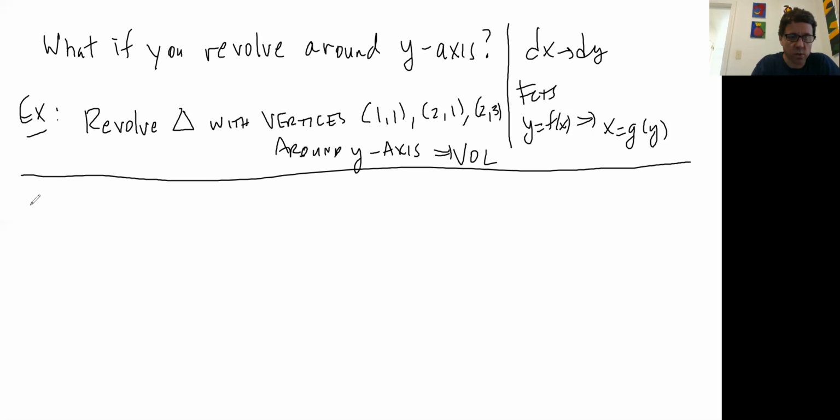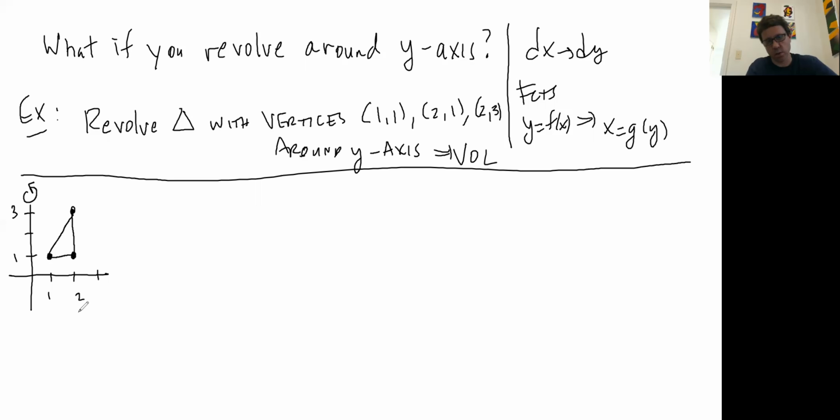So let's draw the picture here. So I go 1, 2, 3. I want to take (1, 1), (2, 1), and (2, 3). And you take that triangle, and you want to spin that whole thing now around the y-axis. So take this and do your spin this way. So if I do the revolution of this, what does it look like?